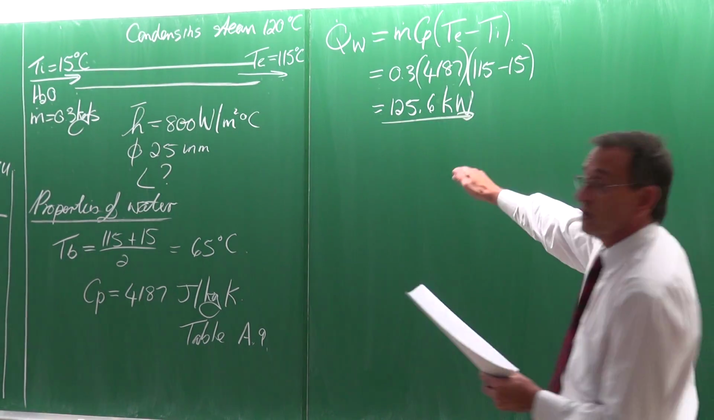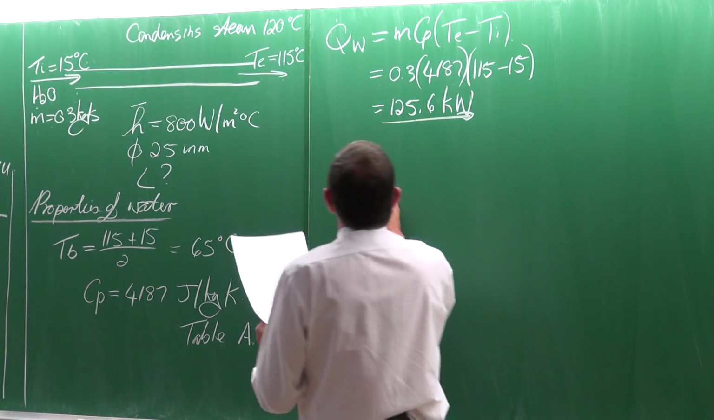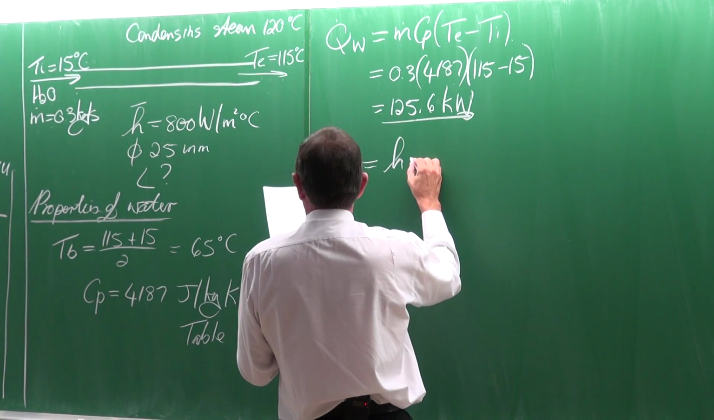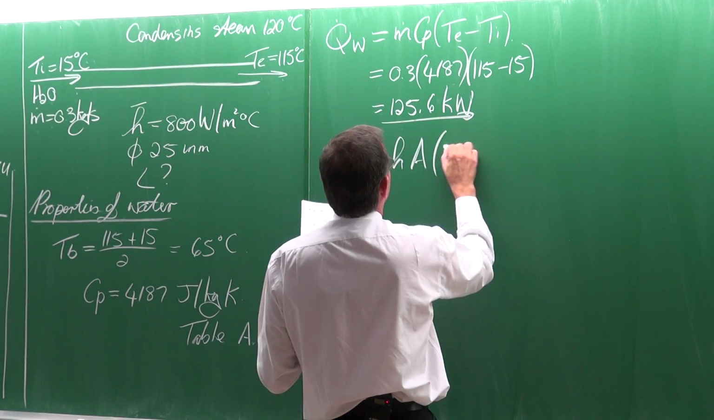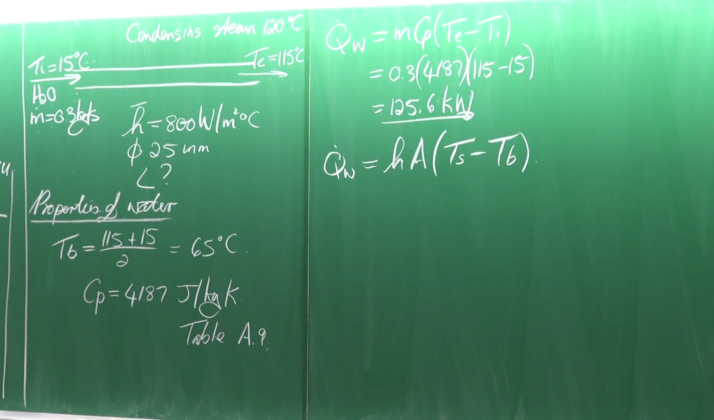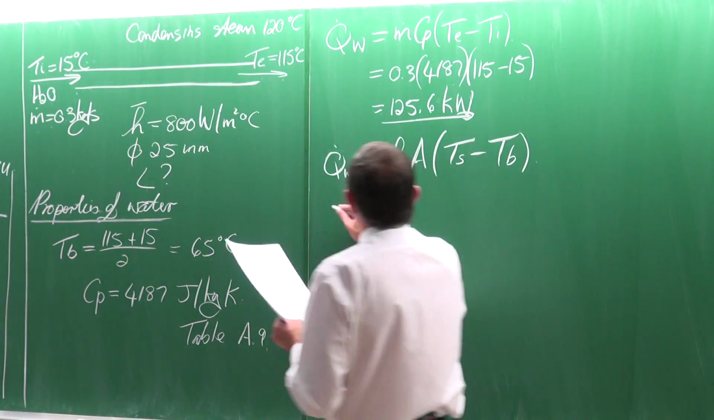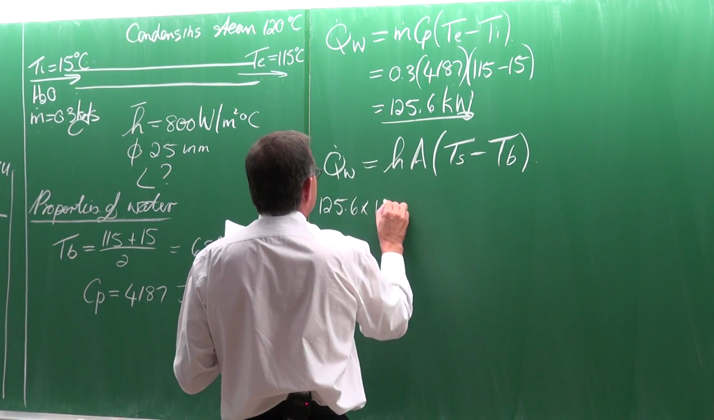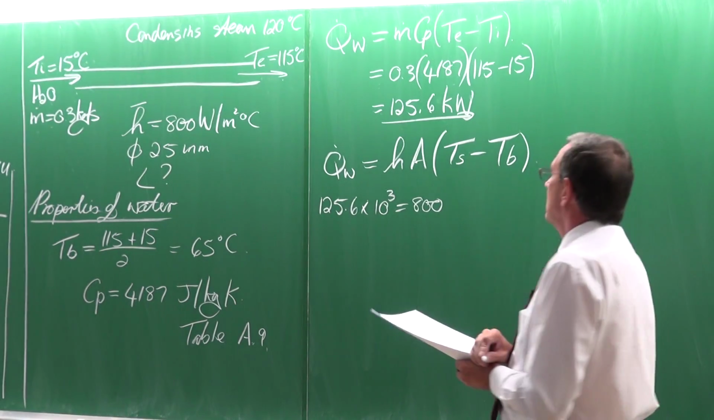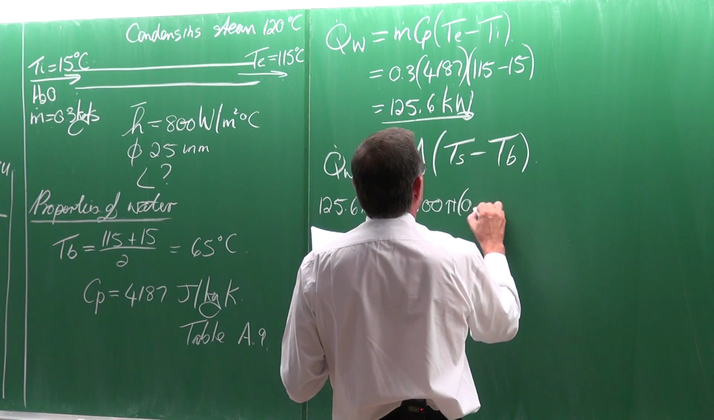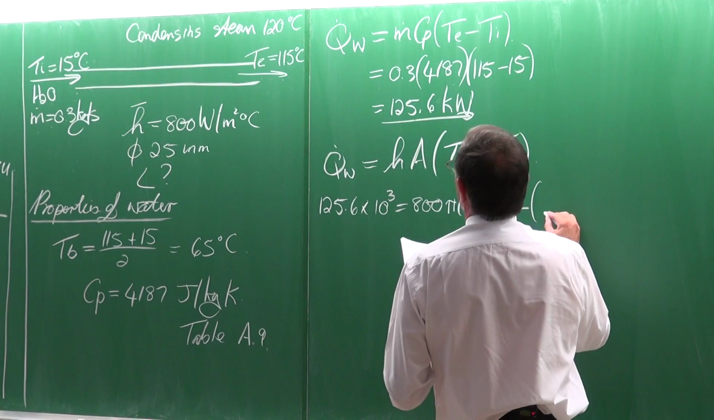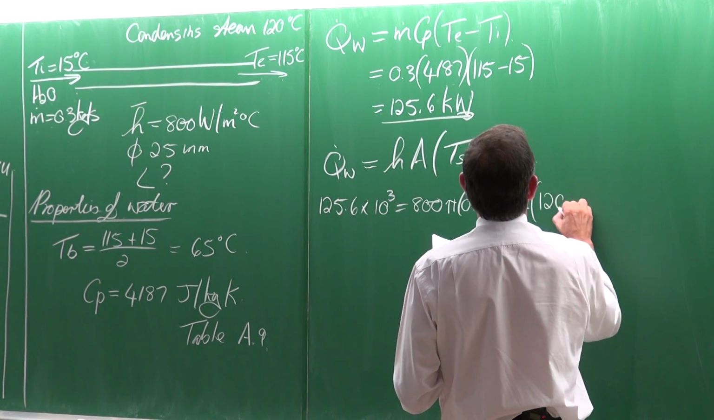Okay, so now we've got the heat transfer rate. So calculating the area is very easy. We can just say that the heat transfer rate is equal to the heat transfer coefficient multiplied by the surface area multiplied by Ts minus Tb, the bulk temperature. Okay, so the heat transfer rate is 125.6 kilowatts, equal to the average heat transfer coefficient, which has been given as 800, multiplied by the surface area, which is pi multiplied by the diameter, multiplied by the length, multiplied by the surface temperature minus the bulk temperature. The surface temperature is 120.